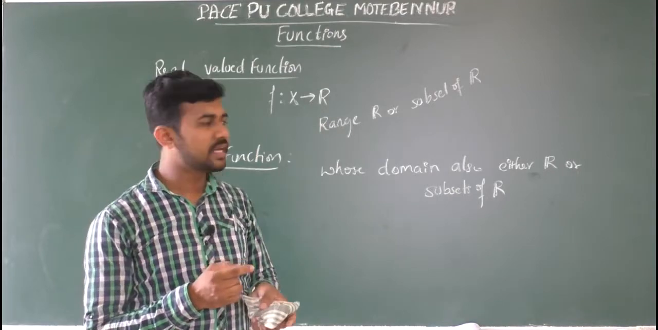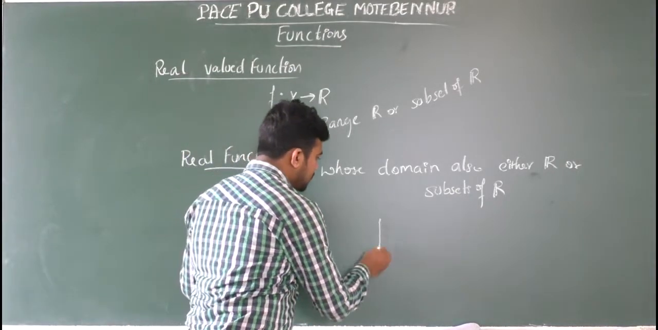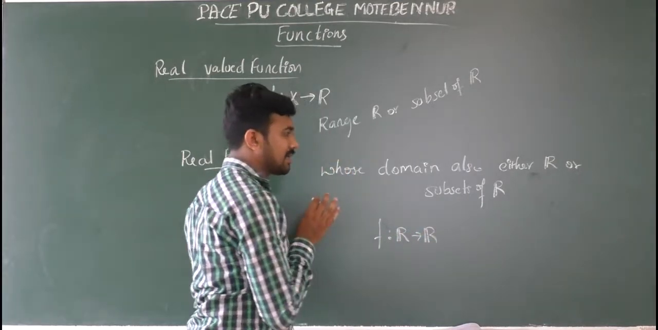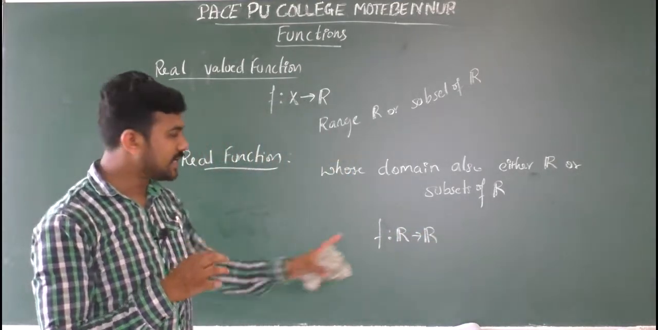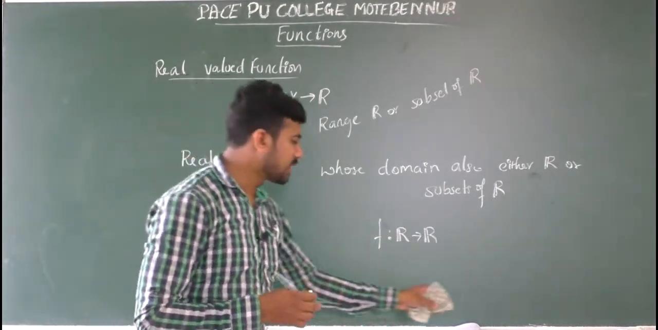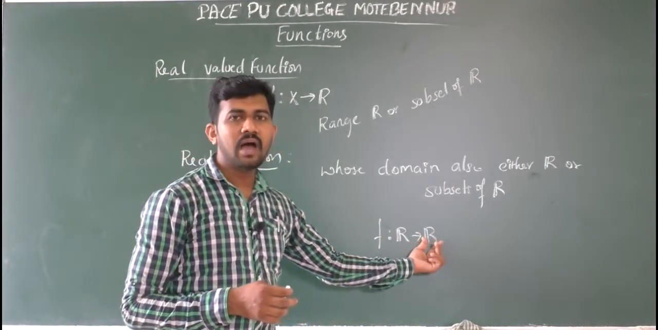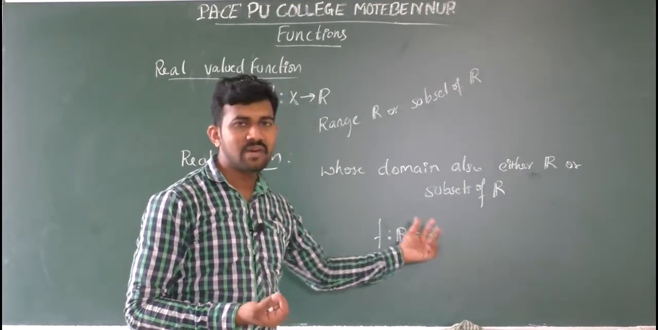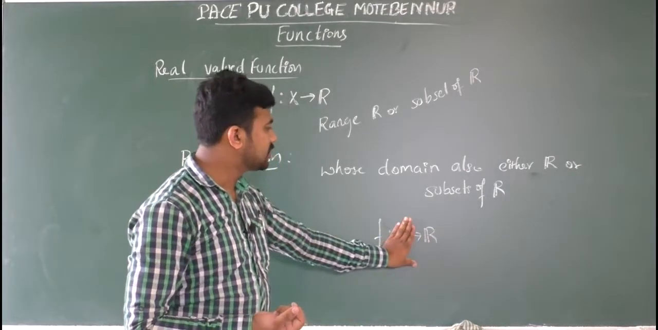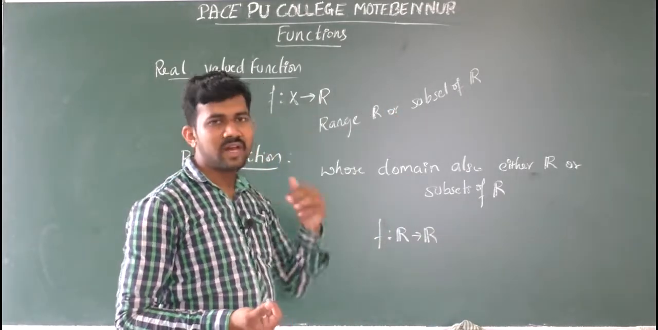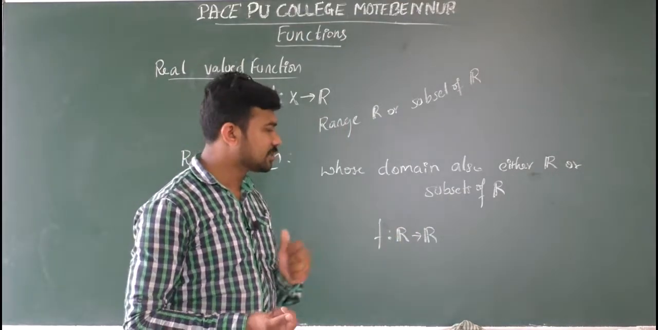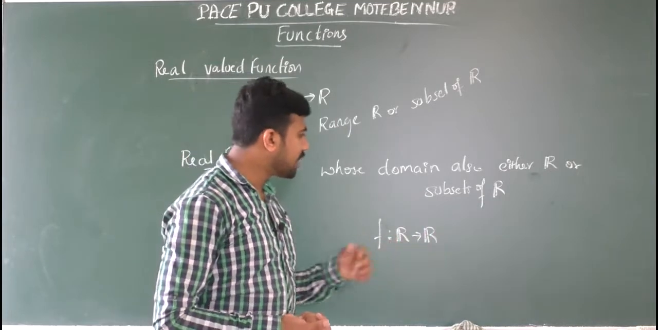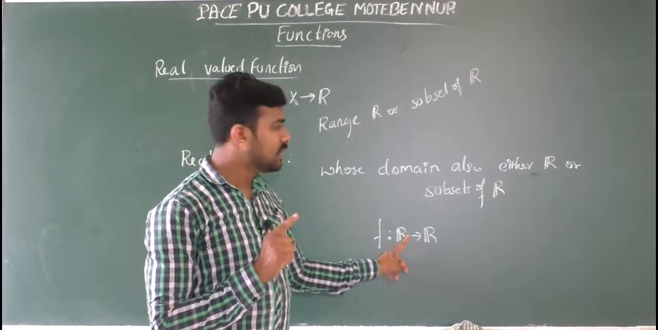Real function: the domain also is either R or a subset of R. Including this condition, if the domain is also either a real number or a subset of real numbers, then such a function is called a real function. Now if I define a function f from R to R, clearly it is a real function and also a real valued function, because you can observe the codomain here is R. So clearly a subset of R will be the range. So it is real valued, and there is no need to check the domain in a real valued function. And it is also a real function because, including the range, the domain here is also real.